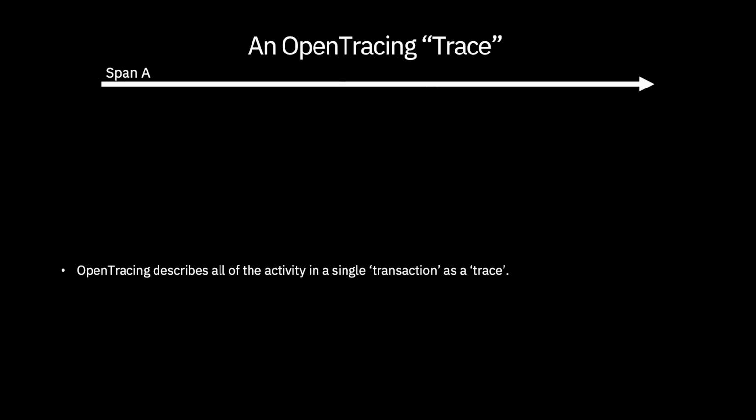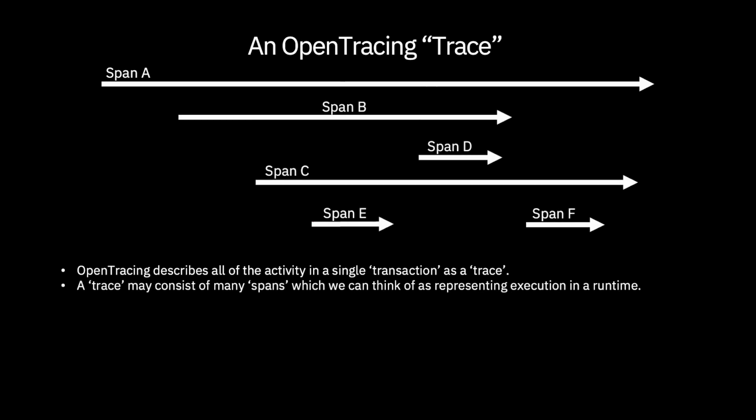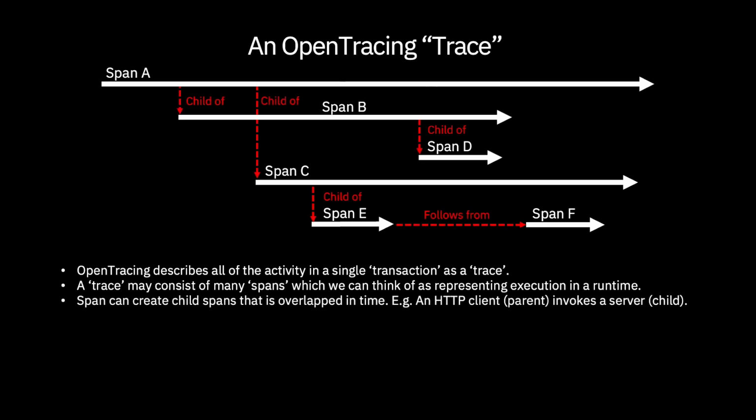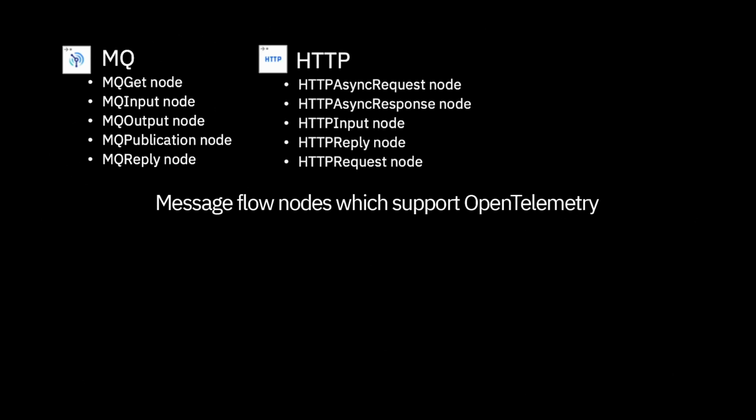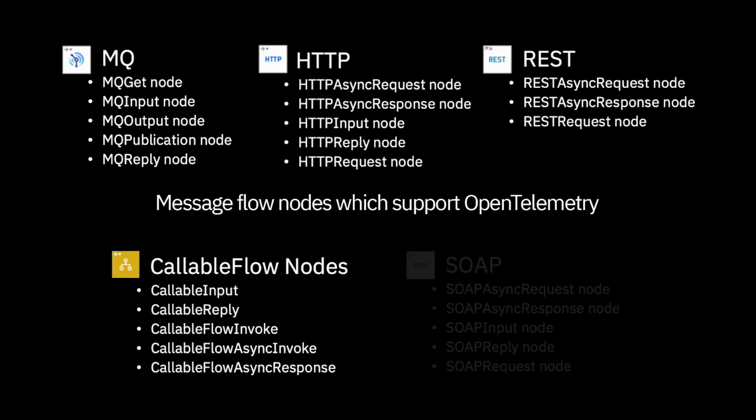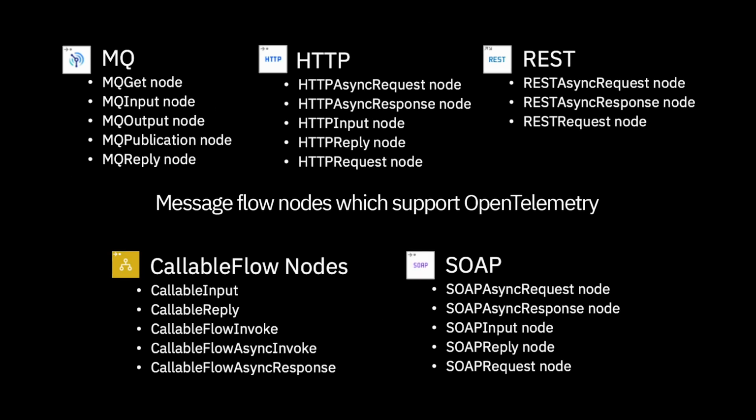All activity in a single transaction is known as a trace. A trace may consist of many spans. A span is a unit of work which occurs while an application is running. A span can create child spans which can overlap in time, for example when an HTTP client invokes a server. The ACE nodes which currently support emitting the trace events are MQ, HTTP, REST, Callable Flow, and SOAP nodes.